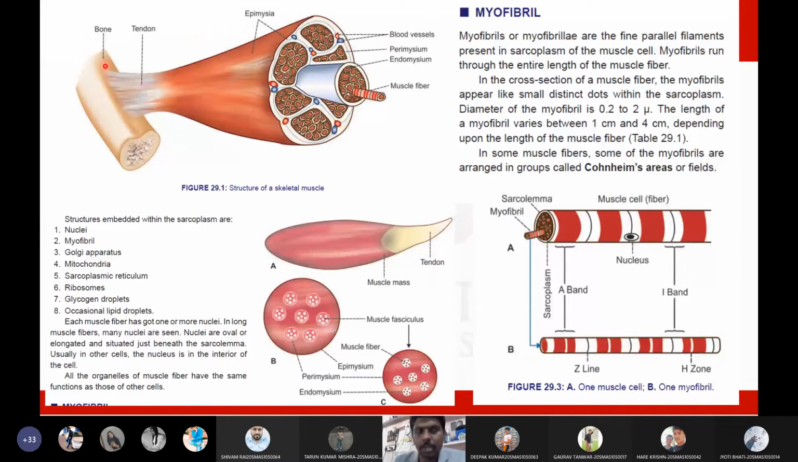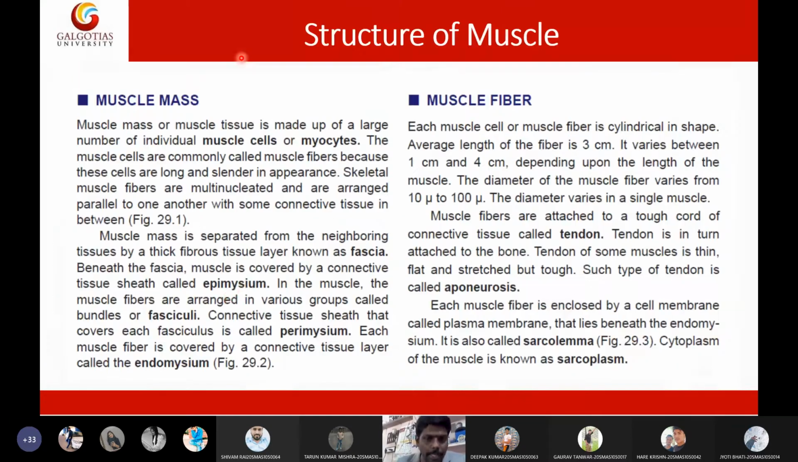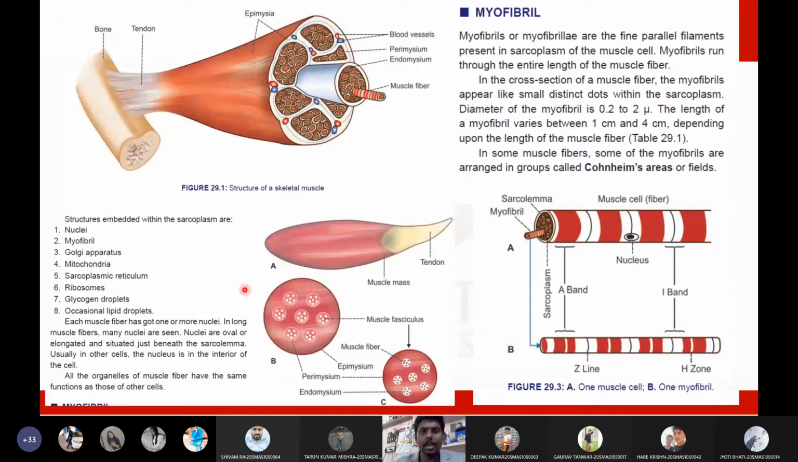Here the muscle is connected to the bone by a tendon, and this tendon is attached to the bone by a specialized structure called aponeurosis. And muscle has many layers actually. The outer layer of muscle is called fascia, and the second layer of muscle is called epimysium. After the epimysium, you will see fascicles. That means bundles of fibers, a pack of fibers, called fascicles, are present beneath the epimysium.